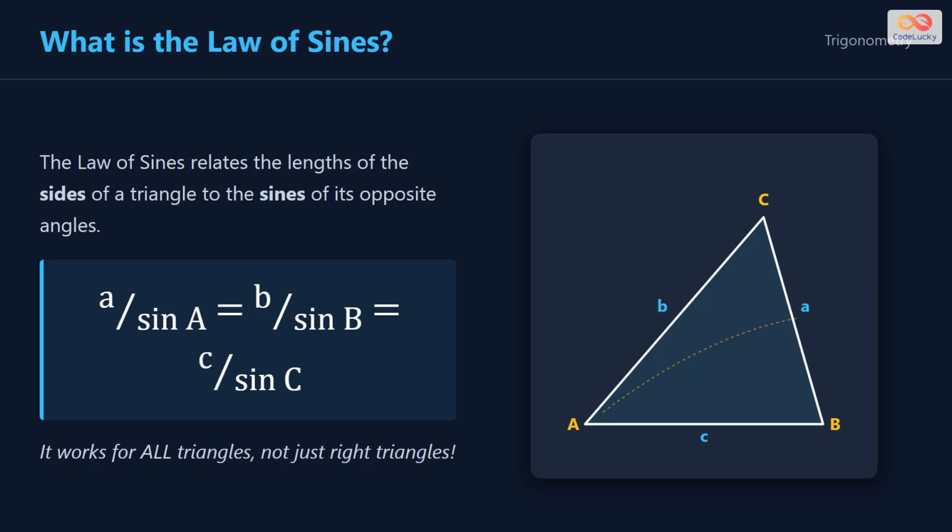The law of sines is a powerful equation that relates the lengths of a triangle's sides to the sines of its opposite angles. The formula states that side A divided by sine of angle A is equal to side B divided by sine of angle B, which is also equal to side C divided by sine of angle C. The beauty of this law is that it works for any triangle, not just right-angled ones.